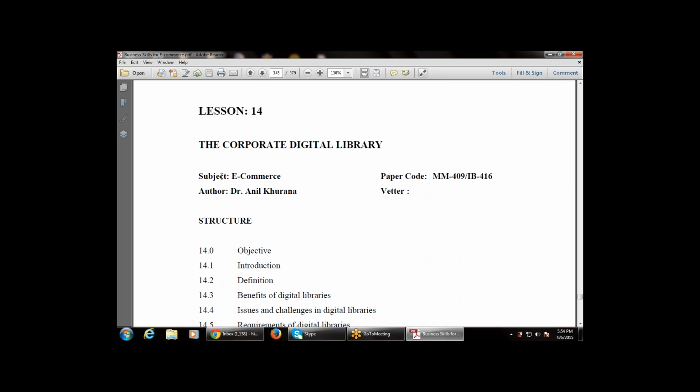One more thing, after finishing this module, I will be moving to the next module. I think one or two chapters are left over here. So after finishing this, I will be moving to the next module.